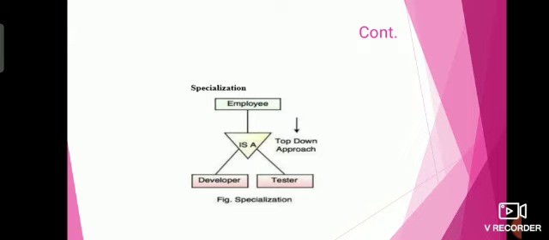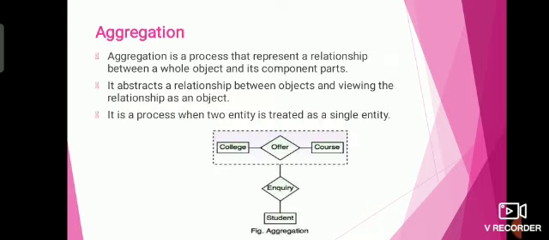So the developer and tester entities are more specialized entities, but the employee is a more generalized entity. So here the view is from top to bottom. So specialization is a top-down approach.